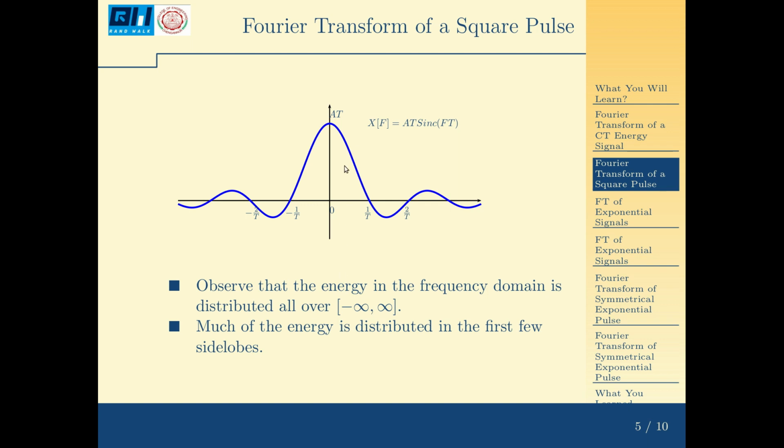Now, you can see that much of the energy is distributed in the first few side lobes. You can see that f equal to 0 is a DC value. It is very prominent. That pulse has a strong DC component. The value at f equal to 0 is 80. It's a very strong component. But much of the energy is distributed in the first few side lobes. Here, this is the main lobe. This is the first side lobe. This is the second side lobe. So much of the energy is concentrated around the first few side lobes.